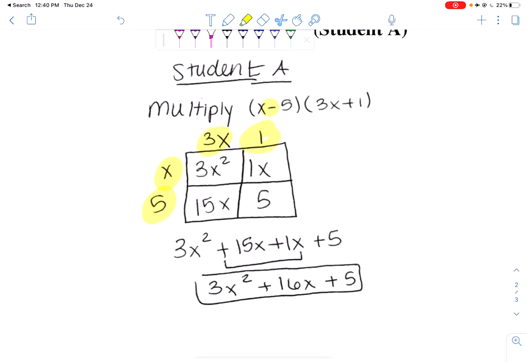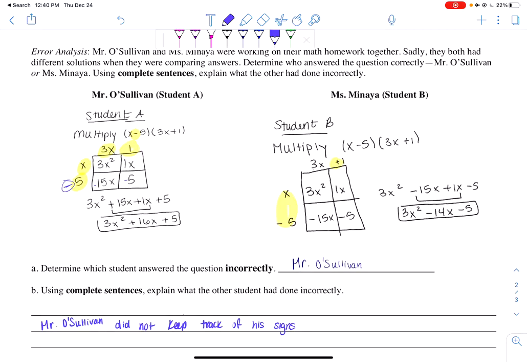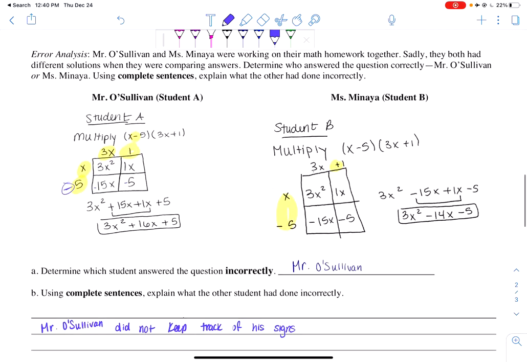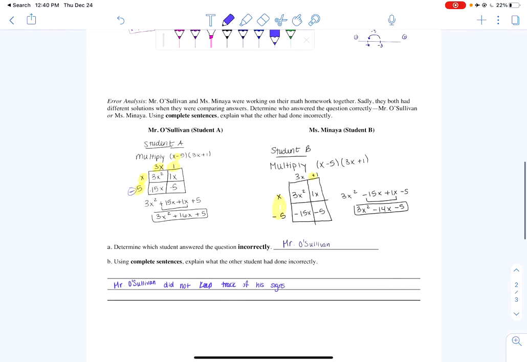But if you look, this 5 is negative. So he should really have a -5 right here, which changes your answers because -5 times 3x is -15x, -5 times 1 is -5, and so forth. So Miss Minaya did the question 100% correct. So you go, Miss Minaya.